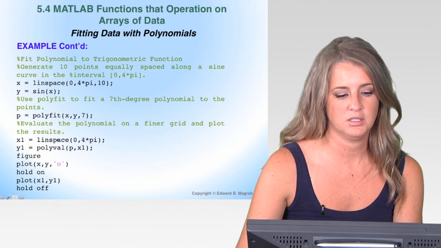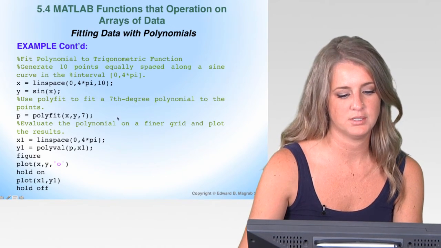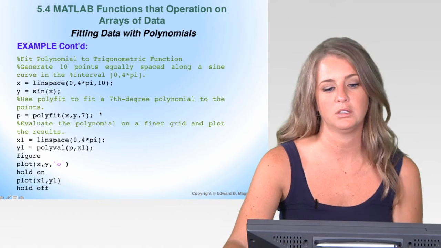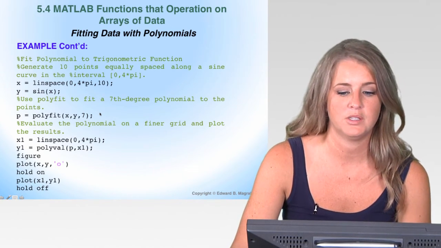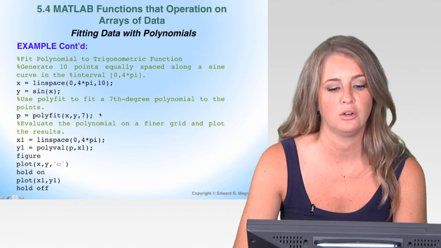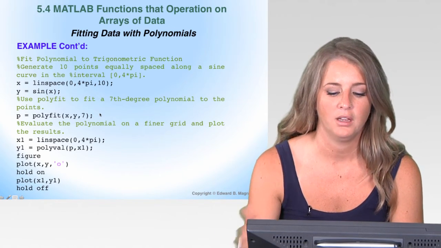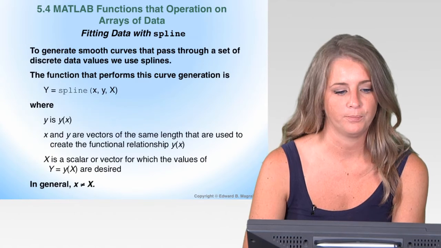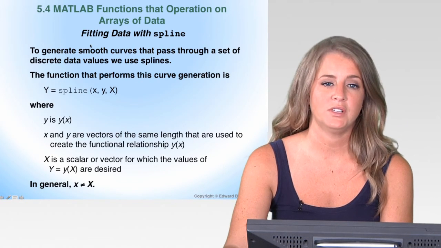So here's just a continued example. This shows the actual syntax for an example that we could do to generate 10 points equally spaced along a sine curve from the interval 0 to 4 pi. I'll do this in the next video for you. We could also fit data with spline.